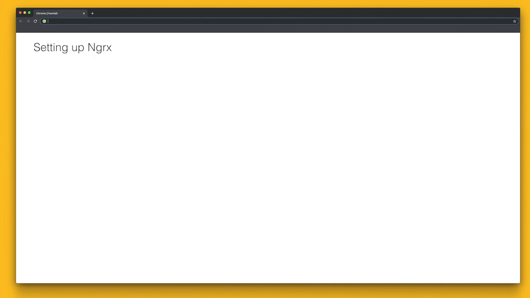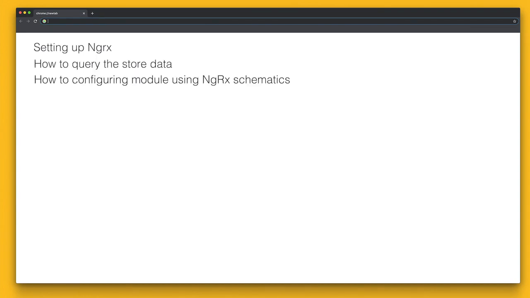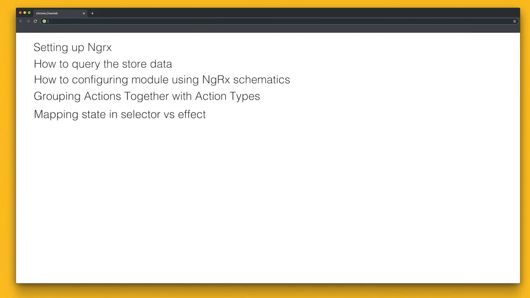From NGRX part, we'll look into in detail of how to query store data, how to configure your modules using NGRX schematics, grouping actions together with action types, mapping states in selectors. Following, we'll be looking at root configuration, how template-driven forms work, and then when we have built the beautiful application, we'll look at how to build it in dev, in UAT, in prod, how actually you configure the whole pipeline to deploy it on a cloud service.